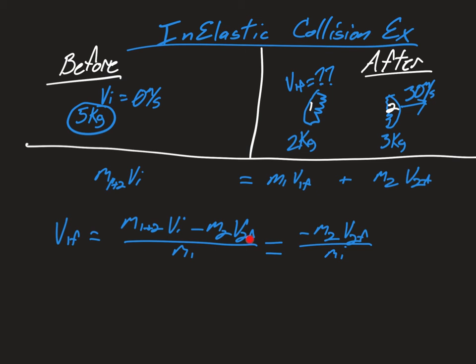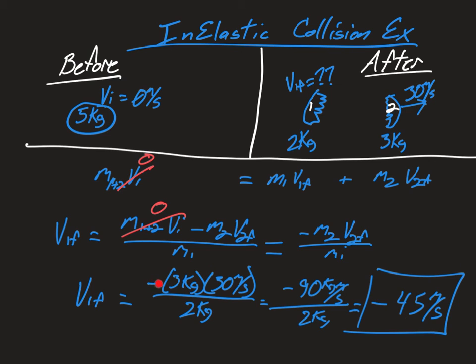When I do, I get this formula, right? However, remember that this is actually 0, which makes that entire statement 0, which means we can simplify this to simply negative mass 2 times velocity 2 final divided by mass 1. And then it's just plugging in our numbers. We plug in our number values, we keep that negative, which makes all of that momentum negative, that 90 kilogram meters per second, and then divide it by 2 kilograms, and we get that it has to go at negative 45 meters per second in the opposite direction. And that's how we do an inelastic collision.